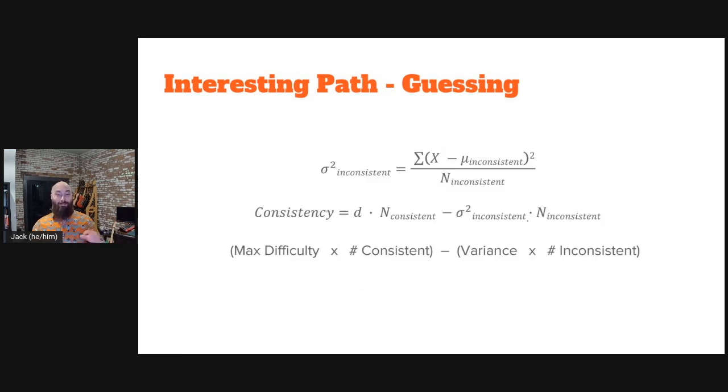And just throwing some math on here, you can then use a population variance in order to assess how variable the difficulty is going to be on a puzzle. Because we want a lot of difficulty in the puzzle, but we don't want the puzzle to be arbitrarily hard or arbitrarily easy, depending on which order you go through it.